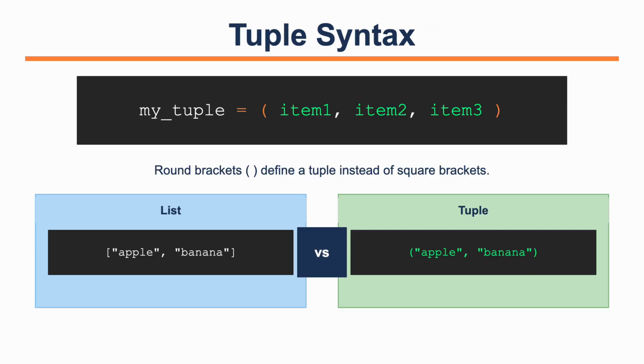To write a tuple, you use round brackets instead of square brackets. The structure is otherwise identical. You write the variable name, the equal sign, then your values separated by commas inside round brackets. That bracket difference is the only thing that tells Python this is a tuple and not a list.